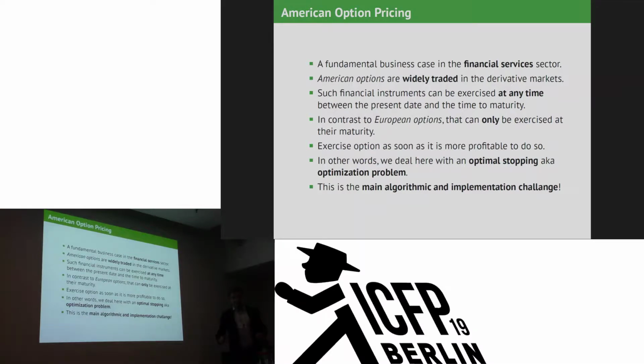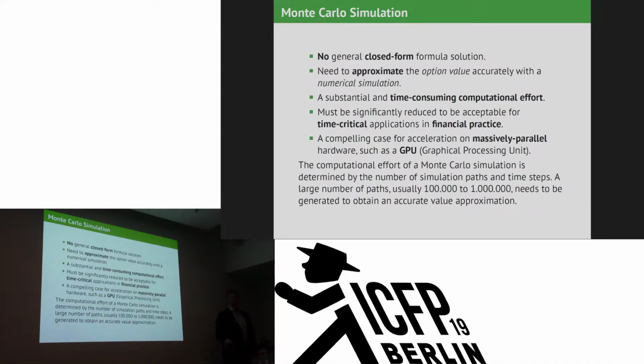This particular problem of American option pricing makes it interesting and challenging because it's an optimization problem. If I proceed, this is the main algorithmic problem that we use here. So did anybody here use Monte Carlo simulation to solve any computational problem? Exactly, that's what I thought, that you have heard of it.